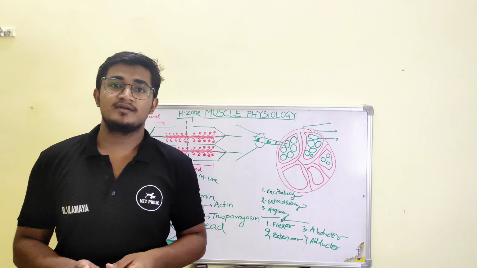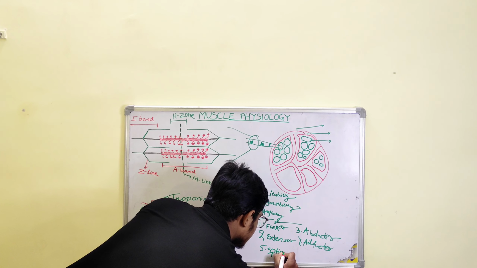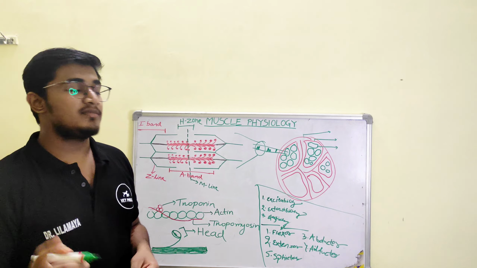Another type is the sphincter. A sphincter is a group of circular muscle that is in a contracted state and opens. Okay. So after that, we will come to the muscle parts.